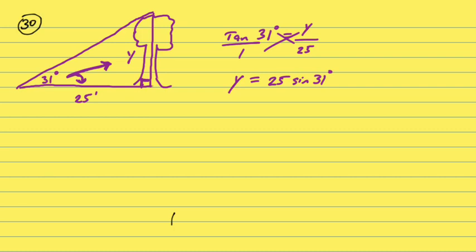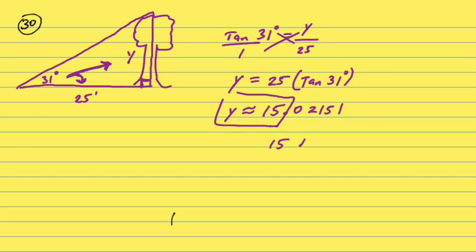Now that's an exact one. When we punch it into our calculator, we're going to get approximate. I don't know why I switched to sine, but it should be 25 times the tangent of 31, right? And when we punch that in on our calculators, we get, at least I get, approximately 15.02151. To the nearest foot, that would be 15 feet.